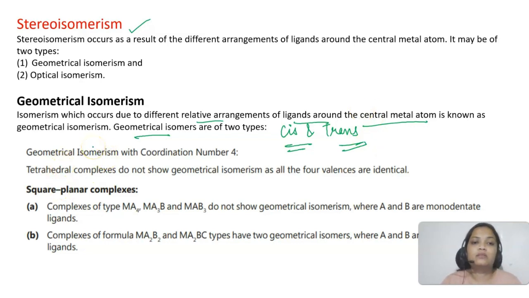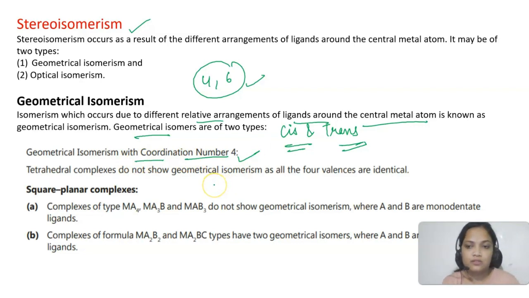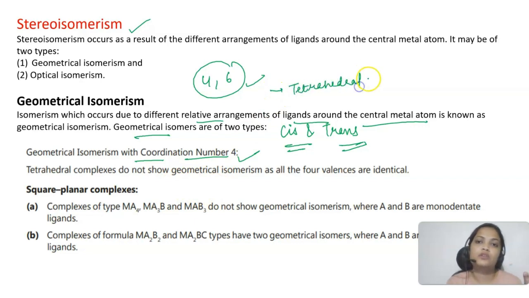So see, the compounds with coordination number 4 and 6 mainly show this geometrical isomerism. So let's see the geometrical isomerism with coordination number 4. Okay, so in coordination number 4 you can have tetrahedral complexes or you can have square planar complexes, right? So you know the difference between tetrahedral and square planar. We have studied it in chemical bonding.